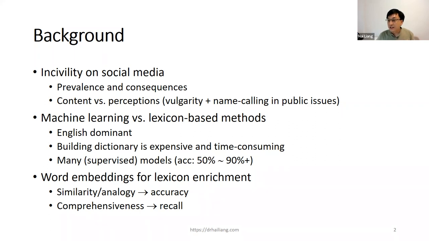It's not so difficult to increase the accuracy of a dictionary method, because you know some words, for example one or two words that are very, very dirty, so we're pretty sure about that. We just use those two words as the dictionary to match the text and find the uncivil comments. What you found are indeed uncivil comments, but the problem is that the recall will be very low, because you miss a lot of other cases. Using word embeddings can help you enrich your dictionary so that you can find more similar words iteratively. In that case, you can also guarantee the comprehensiveness of your dictionary.